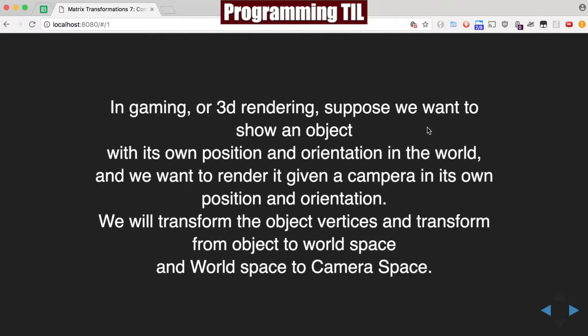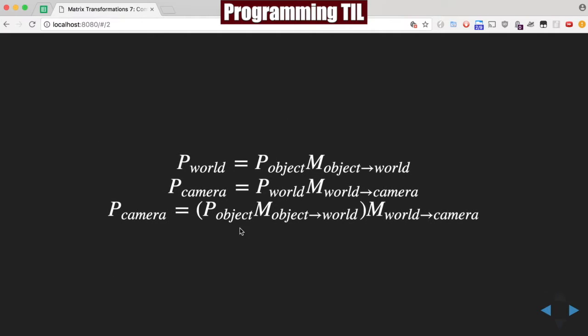So in gaming and 3D rendering, let's suppose you have an object and it has its own position and orientation in the world. We want to render it given a camera, in its own position and orientation. We're going to transform the object vertices from object to world space and from world space to camera space. So what does this look like?